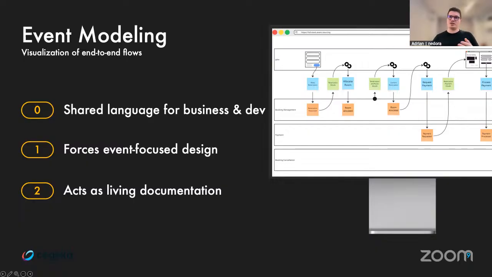And once you start thinking in terms of events and timelines, event sourcing is going to come very naturally into this. But regardless of whether you're going to use event sourcing or not, event modeling can be applied to all the designs, all the systems that you want to build.